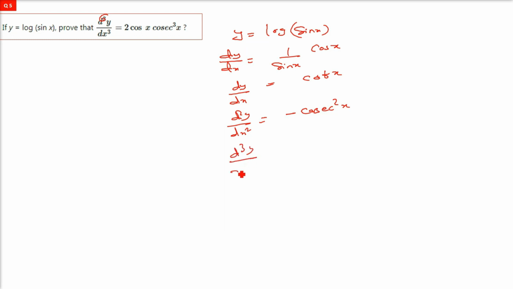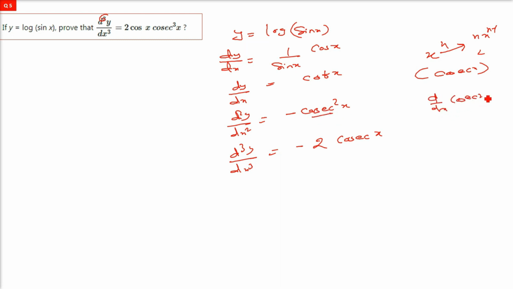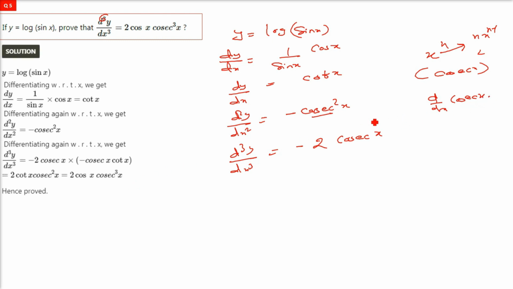d3y by dx3, differentiation of this. So if we assume it to be x to the power n, differentiation of x to the power n is nx to the power n minus 1. So nx to the power n minus 1 differentiation, you get twice of cosec x, and then you have cosec x cot x. The differentiation of cosec x is cosec x cot x with a sign. I'll show you the solution just now, but this is the third differentiation. So this is minus 2 cosec x, and as I said, cosec x will be differentiating to cosec x cot x with a sign. So minus minus will become plus. We have cosec x already, cosec x cot x, let us write. So you have twice of cosec square x cot x.